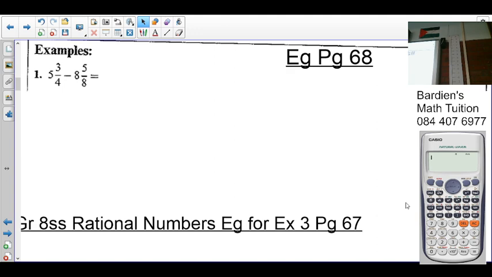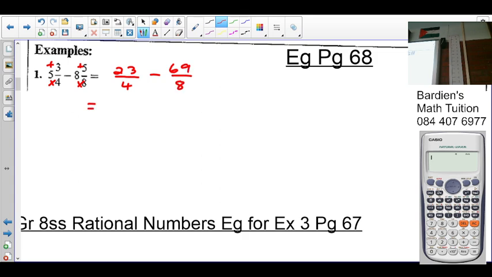Okay. So the example says, example 1 on page 68, simplify. So we got 5 and 3 over 4 minus 8 and 5 over 8. People, what's the first thing we need to do? Change to improper fractions. So 5 and 3 over 4 can be written as 23 over 4. So we multiply and we add. Multiply and add. So it's minus 64 plus 5, 69 over 8. So what do we do now? Find the LCM. And what's my LCM here? 8. So I must multiply that by 2. So I get 46 minus, multiply that by 1. So it's 69.